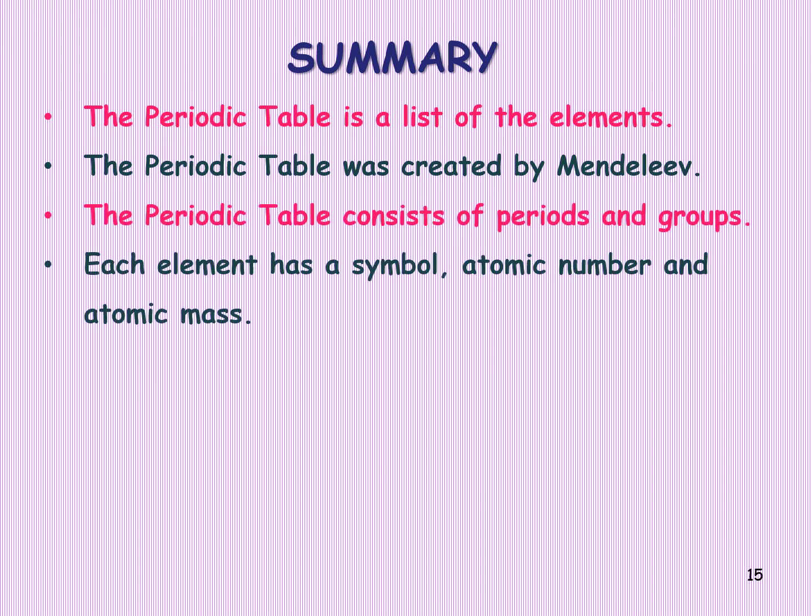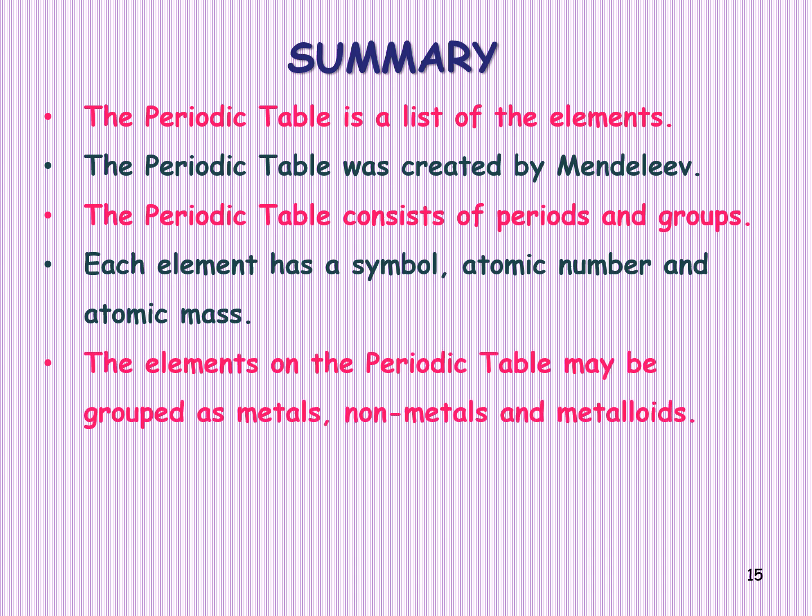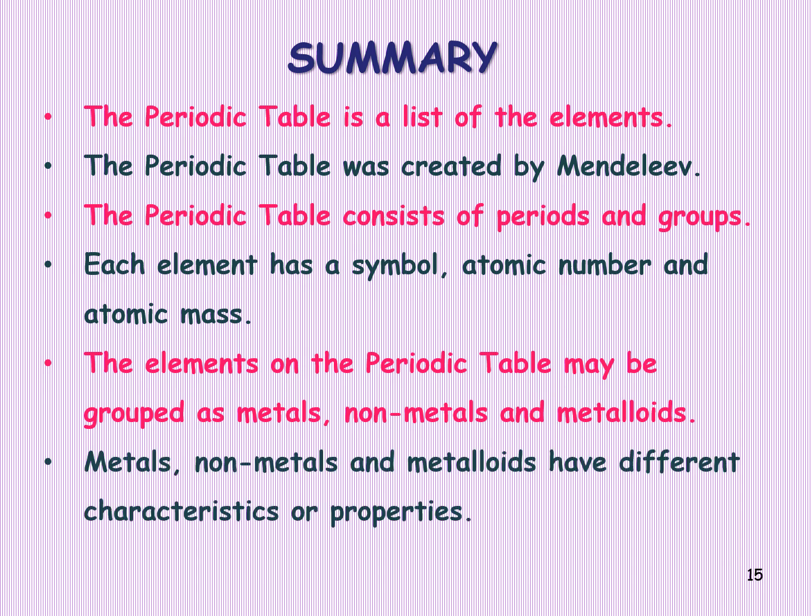Each element has a symbol, atomic number and atomic mass. The elements on the periodic table may be grouped as metals, non-metals and metalloids. Metals, non-metals, and metalloids have different characteristics or properties.